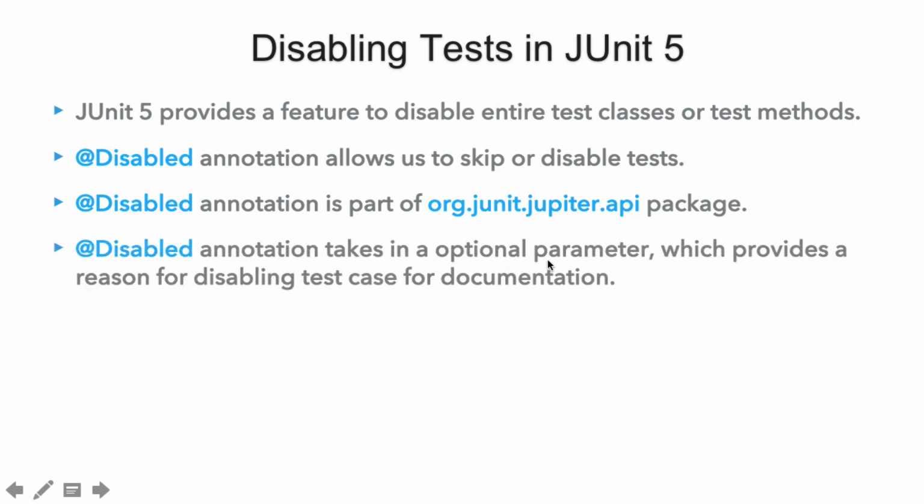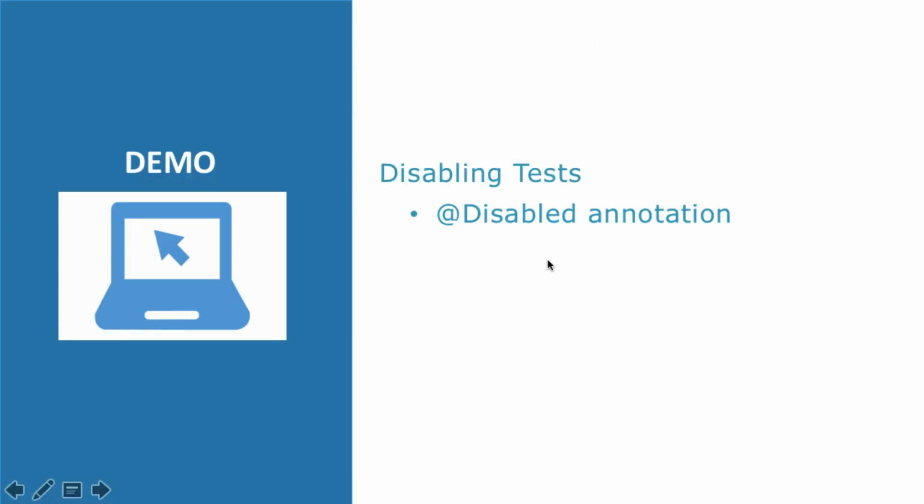And this annotation takes an optional parameter which provides a reason why we are disabling a test case, and it is used for documentation. So friends, sometimes it might happen that we write a test case and later on it fails because of some bugs. So for the time being we can disable a test case using the @Disabled annotation. Once the bug is fixed, we can remove the @Disabled annotation and our test case becomes enabled to execute. So friends, let's go to Eclipse and see the demonstration of the @Disabled annotation.